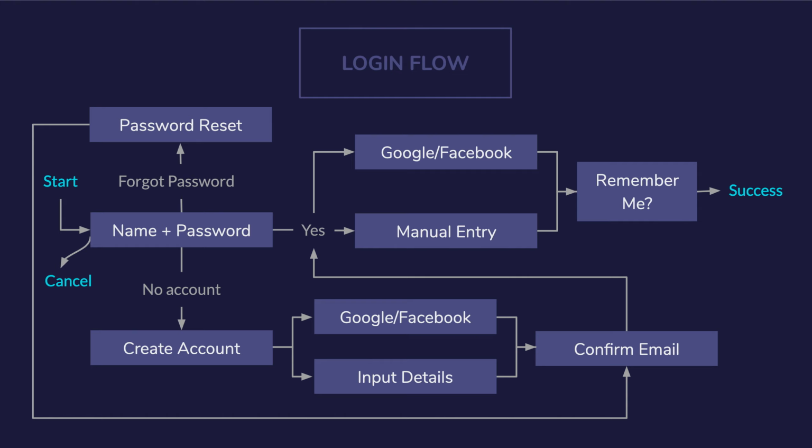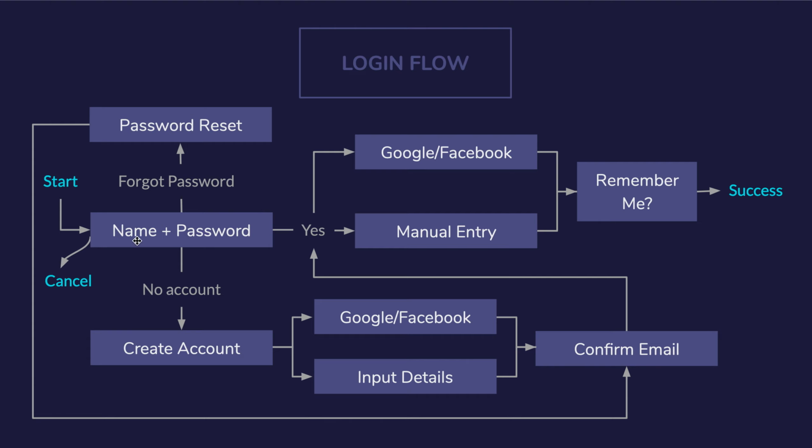But you can see already that it's a lot more complicated than the simple two-step flow from earlier. So here I'm going to start, and the user is going to get their prompt, and they're going to enter their username and password. And I need a way for them to create an account if they don't have one. So I've got a no account link, and this goes down to the create account flow. And if they forgot their password, then this goes up to the password reset flow.